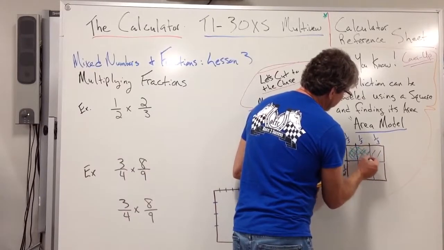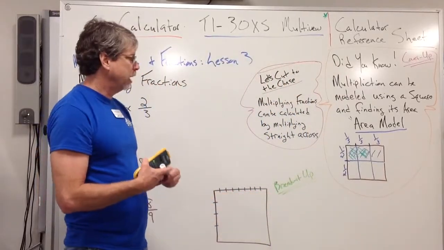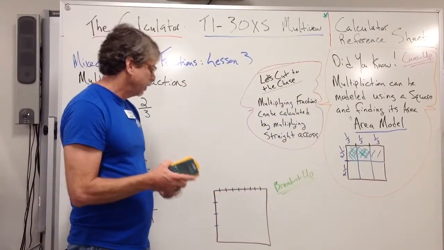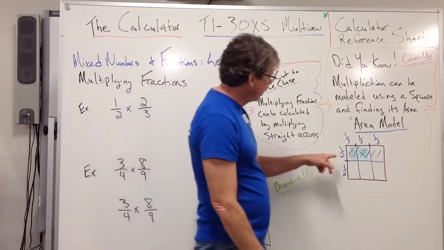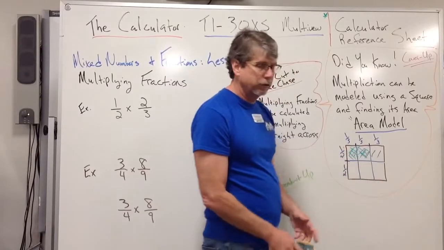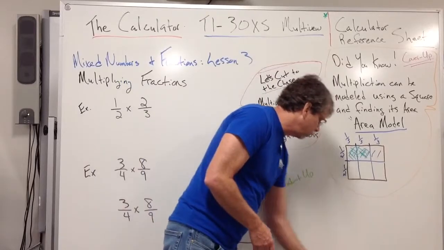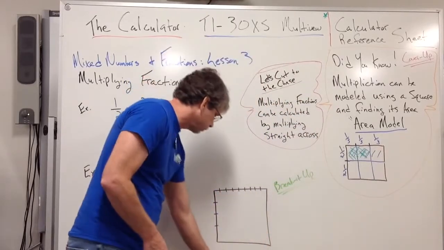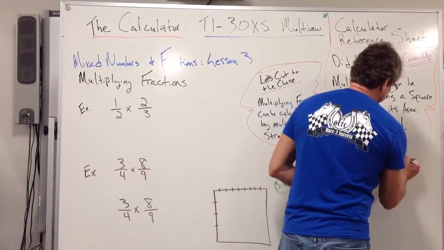But you can only shade where you already shaded with the 1/2. So it's got to be overlapping. So that's what we end up with. Now if you look inside here, we have 1, 2, 3, 4, 5, 6 pieces, and we've shaded 2 of 6. So the area of that square would be 2/6 square units. So the area here would be 2/6.